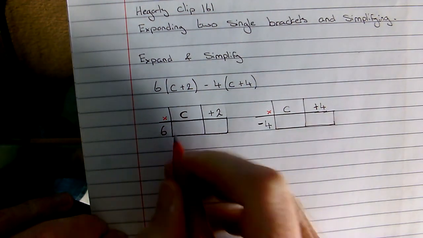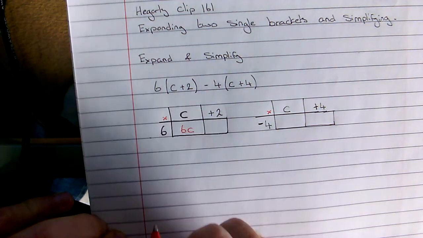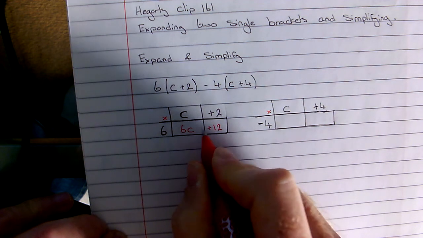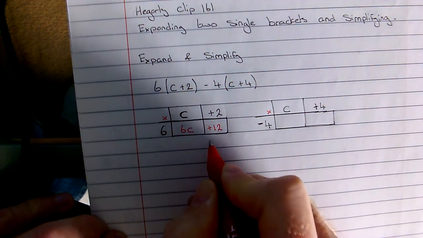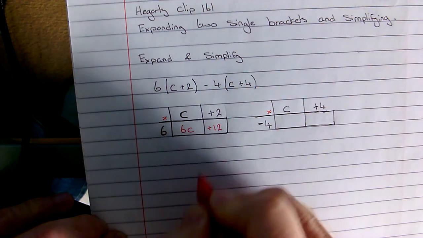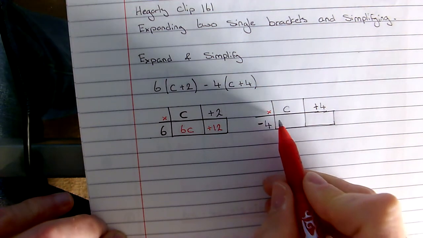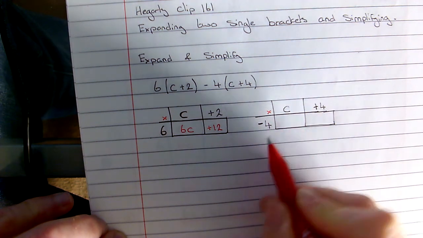Okay, so 6 times c, well, that's 6c. And then 6 multiplied by 2, well, that's plus 12. Again, really important we put the plus in there, because plus 6 times plus 2 is plus 12. And really important we put the plus in there, and that will become clear as to why in the next step. Okay, before we finish, now we've got to multiply negative 4 by these 2 terms here.